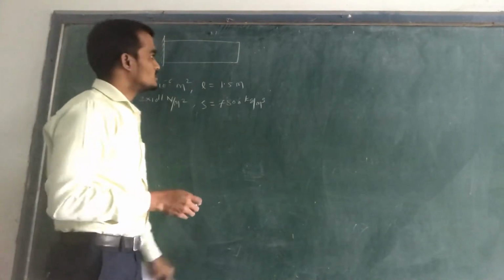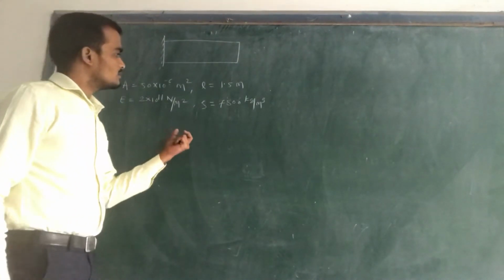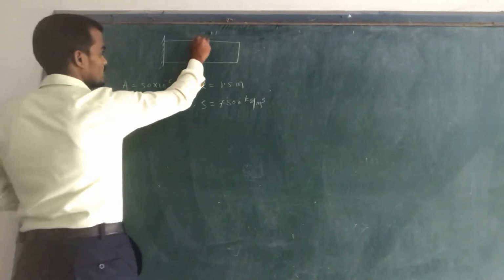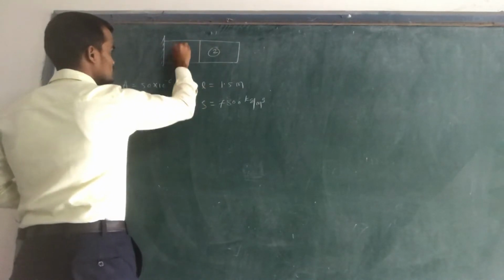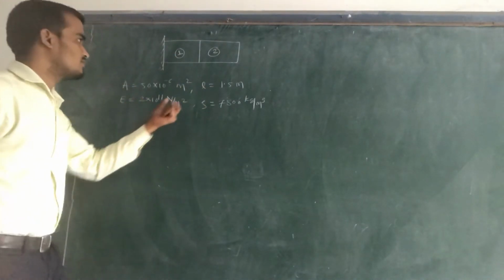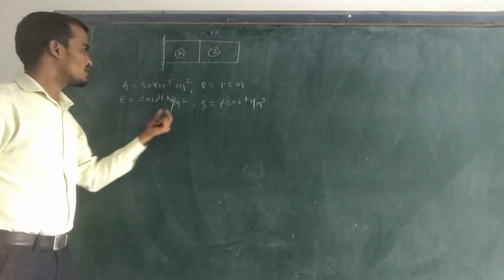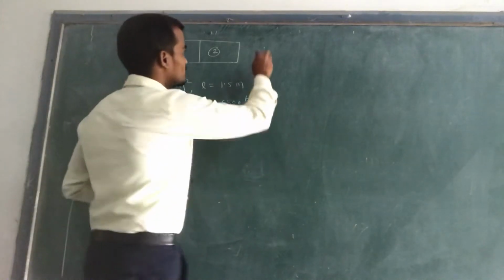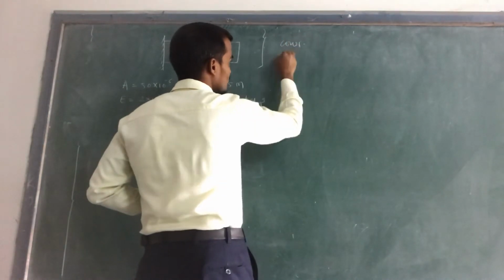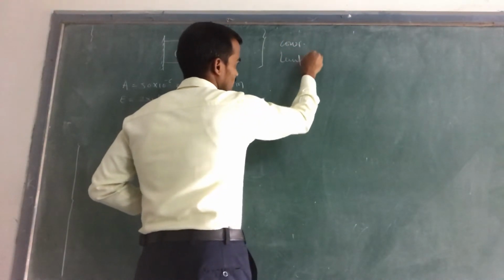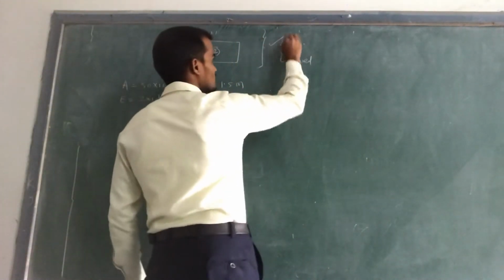So this is the example which is given. We need to model this bar using two elements. This is the first element and this is the second element. One end is fixed and one end is free. All the input data is given: area, length, E and density. You are asked to find the natural frequencies using the consistent as well as the lumped mass matrix system. We will first solve using the consistent mass matrix system.